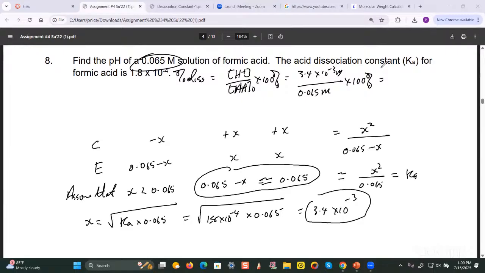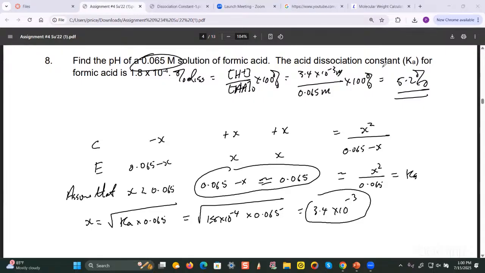3.4 times 10 to the minus 3 divided by 0.065 times 100. And what do we see here? I got 5.2%. So what does that mean? That means the approximation is not okay, right? The percentage dissociation is greater than 5%.